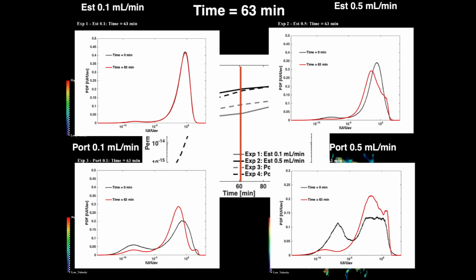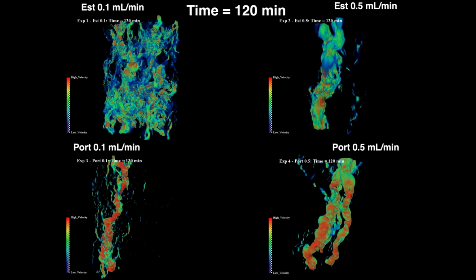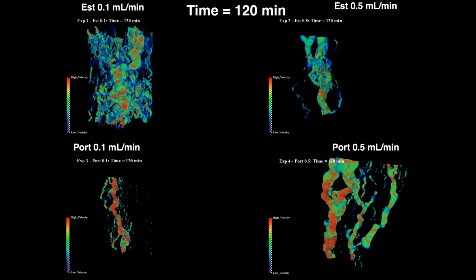At the end of the experiment, we observed that the initial preferential flow paths have widened a little bit more in all of the experiments. Furthermore, the permeability has increased marginally for all experiments.